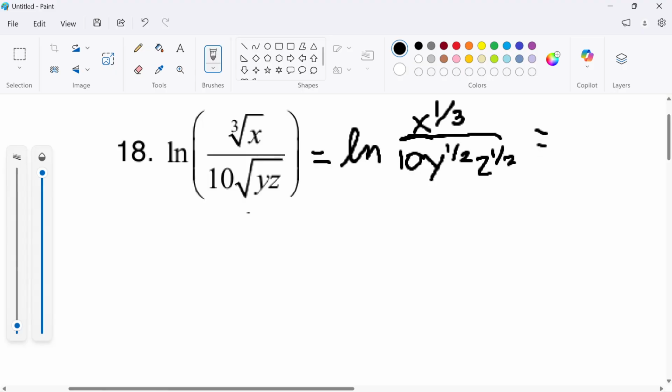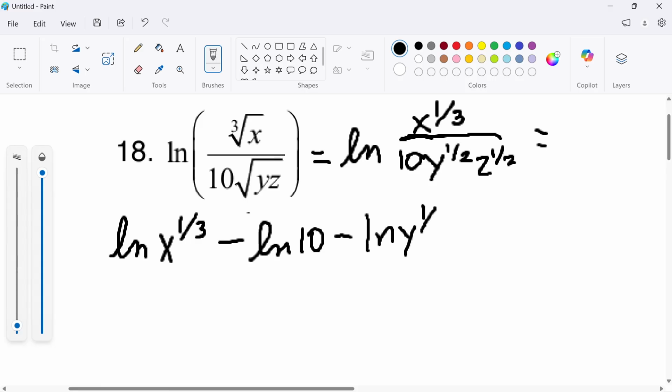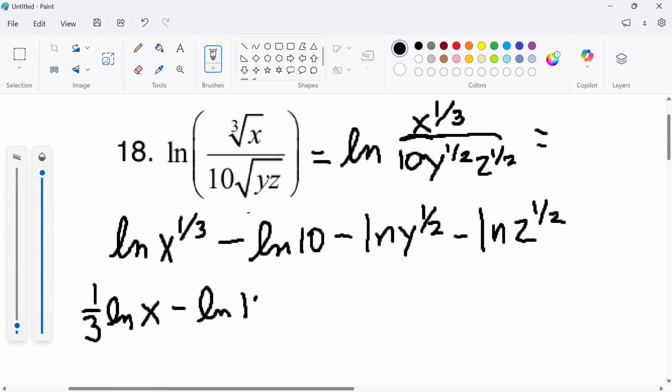And then I will further expand this by separating them. If they are divided, then I subtract: natural log of x to the 1/3, minus natural log 10, minus, they're all on the bottom, so they're minuses, natural log of y to the 1/2, minus natural log of z to the 1/2. And then I can put the exponent in front of the log. That's 1/3 natural log of x, minus natural log of 10, minus 1/2 natural log of y, minus 1/2 natural log of z.